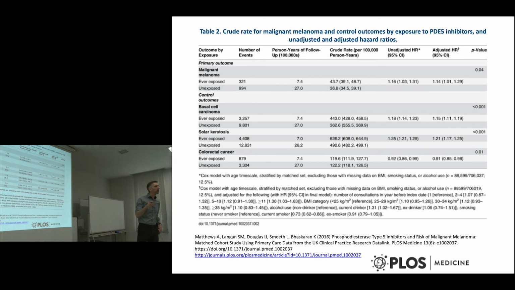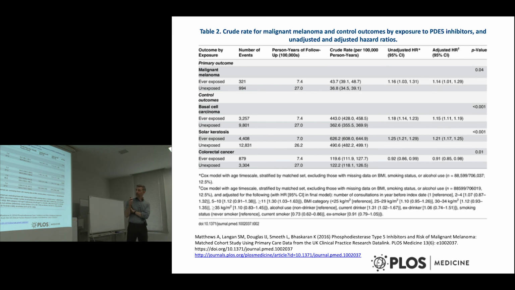Now, I don't know whether on your slides, whether you can see this better. These are the results from the study. And so what we found was that men taking PDE5 inhibitors, even after we adjusted for everything we had, had a 14% increased risk of having malignant melanoma compared with men who didn't take PDE5 inhibitors. Okay. Now, we weren't certain that this was causal, and so because we were worried that sunlight exposure may differ between the groups, we also looked at some other outcomes.